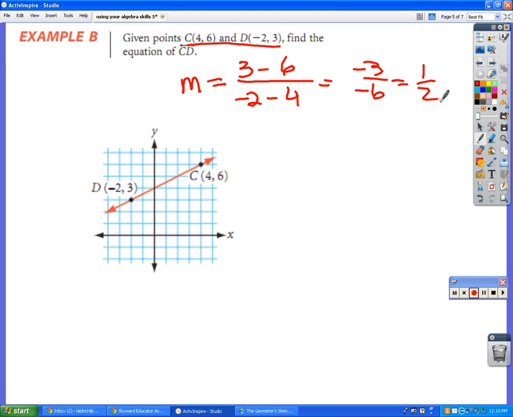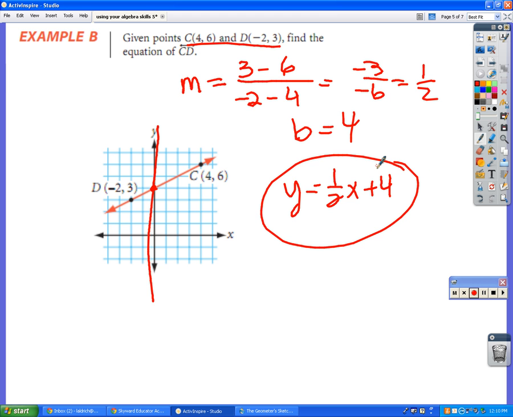What's the y-intercept? Where does it cross the y-axis? Tanner? It crosses the y-axis right there at what? 1, 2, 3, 4. Okay, so what is my equation for that line? Plus 4, where it crosses the y-axis. Okay? All right? So find the slope, find the y-intercept, and you are good.